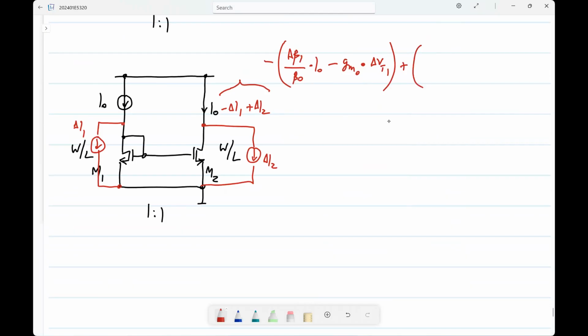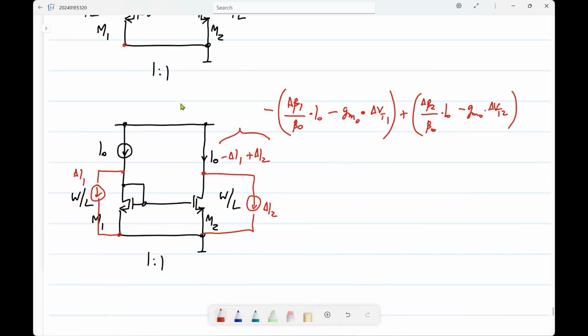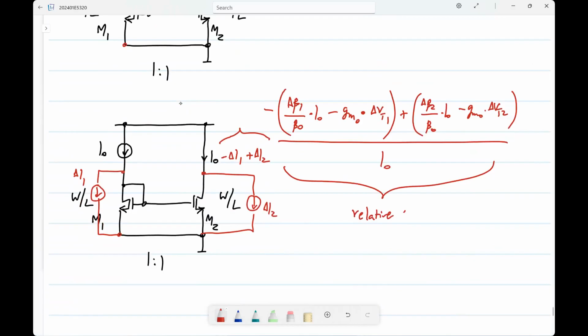Plus delta I2, same expression, delta beta 2 by beta naught times I naught minus GM naught times delta VT 2. Okay. So this whole thing is the error in the current. And if you want to calculate the relative error, you have to divide this by I naught. Okay. So this is now the relative error. And you can calculate the variance of this.